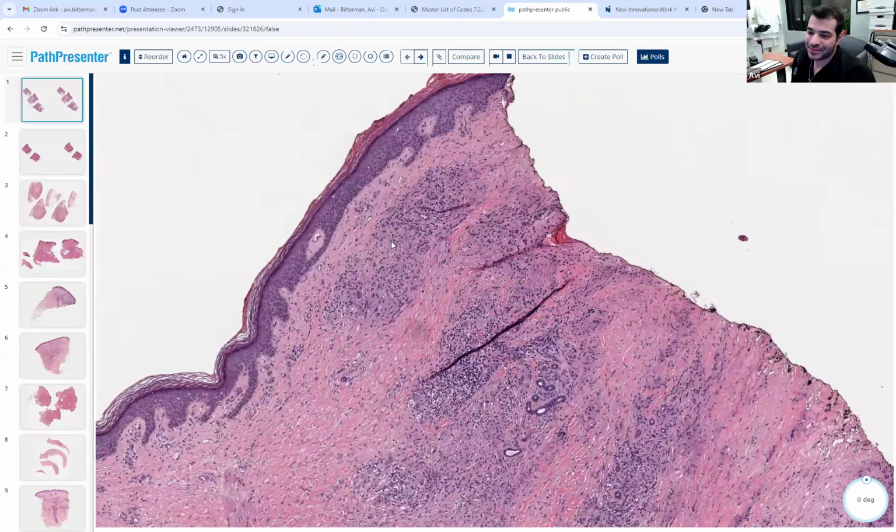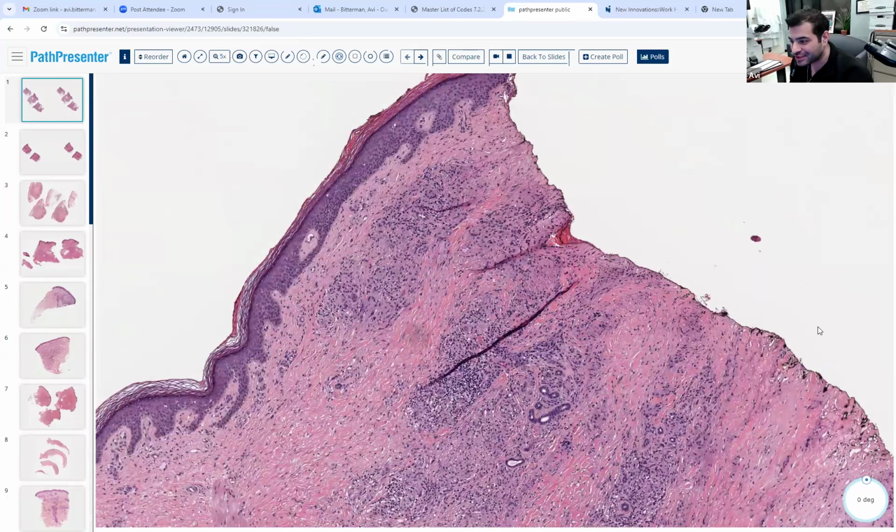You have this interstitial. Hold on. Okay, wait a second. Hold on. There we go. All right, I think I fixed it. Okay, there we go. All right.